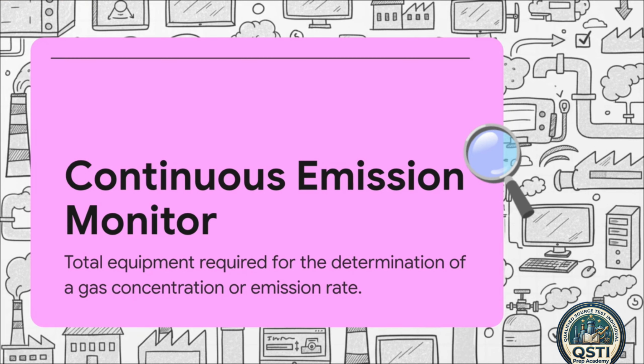So the absolute star of the show here is the CEMS, the Continuous Emission Monitoring System. Now keep in mind, this isn't just one single lonely box sitting on top of a smokestack. As the EPA defines it, it's the total equipment required for determining a gas concentration or emission rate. This includes major subsystems like your sample interface, the actual pollutant analyzer picking up that SO2 and NOx, a diluent analyzer, and, crucially, the data recorder, making sure there's a permanent record of the whole shebang.